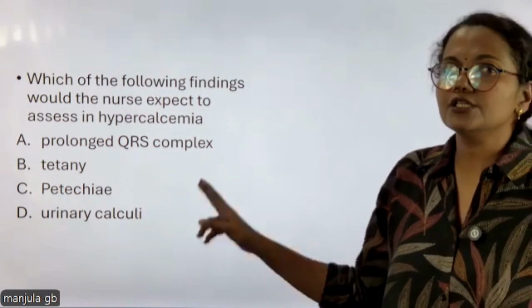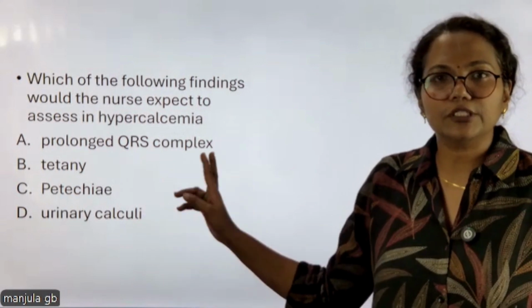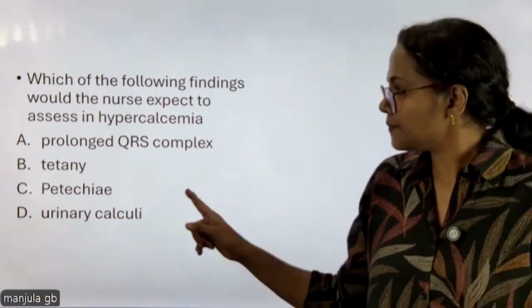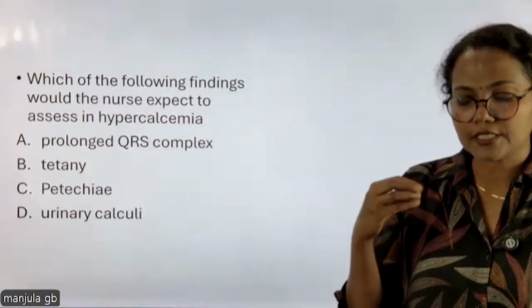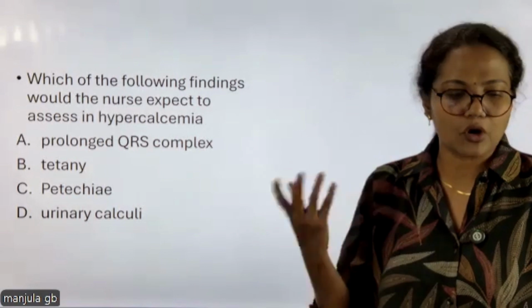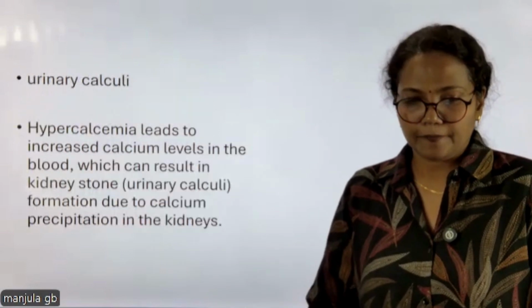Then between these two, which is the answer? So after eliminating 2 choices, between A and D, which is the answer? The answer is urinary calculi, because in hypercalcemia what happens? More calcium gets deposited either in the soft tissues or in the kidneys, resulting in urinary calculi. Okay.